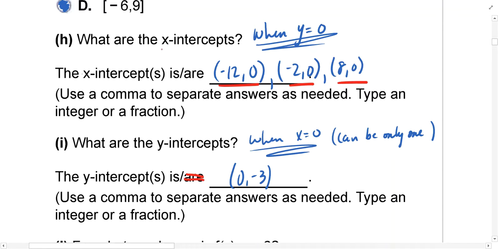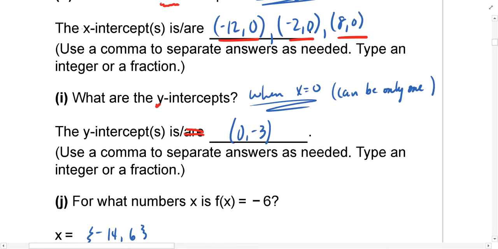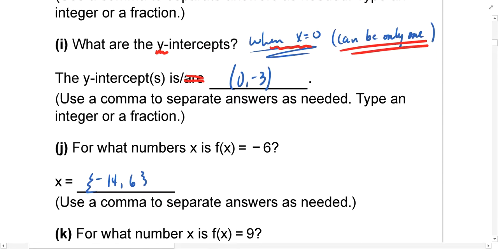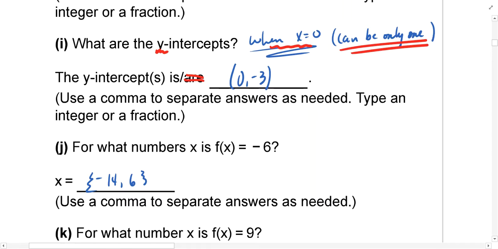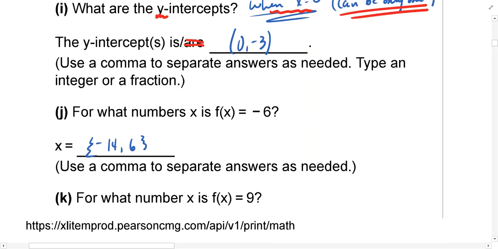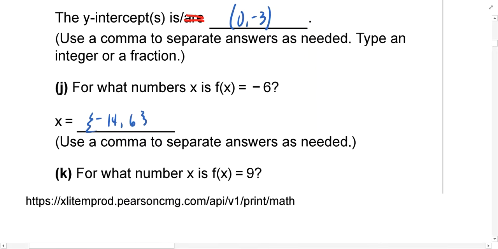The other thing worth noting too is that all x-intercepts occur when y is equal to 0, and all y-intercepts occur when x is 0. And as long as we're dealing with a function, a graph that passes the vertical line test, there can only be one y-intercept. There can't be any more than that. There might be an example where there are no y-intercepts, but there can never be more than one y-intercept.